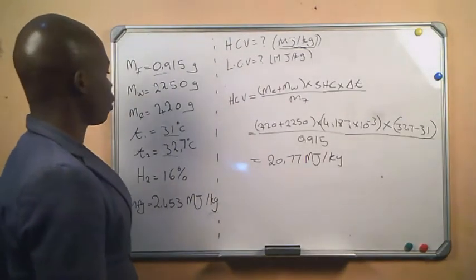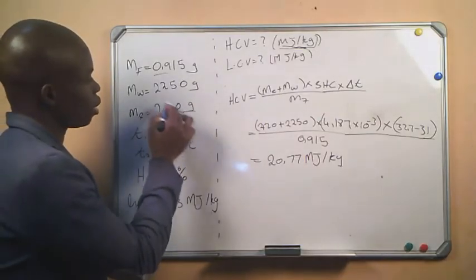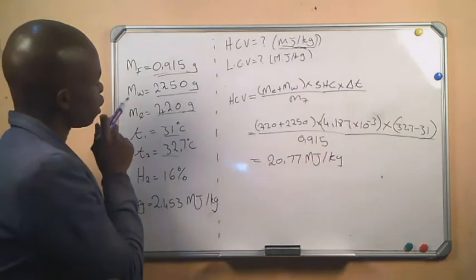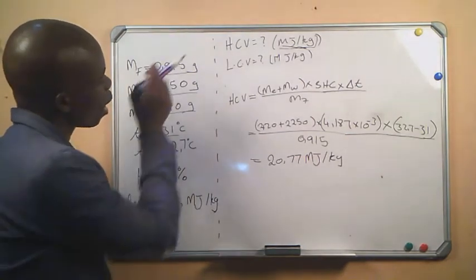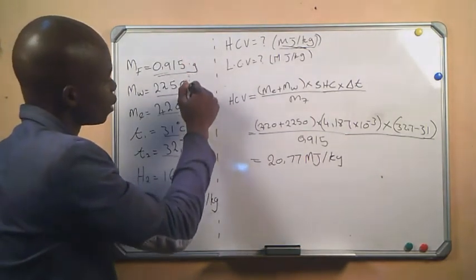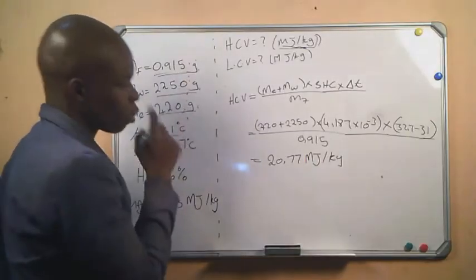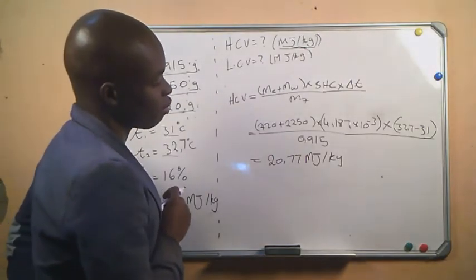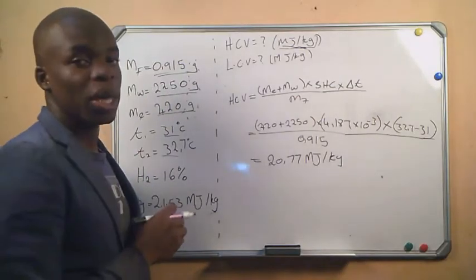So it is very important that your mass of water, the mass of fuel, and the mass of the equivalent water are in the same unit. So we got our answer as 20.77 megajoules per kg.